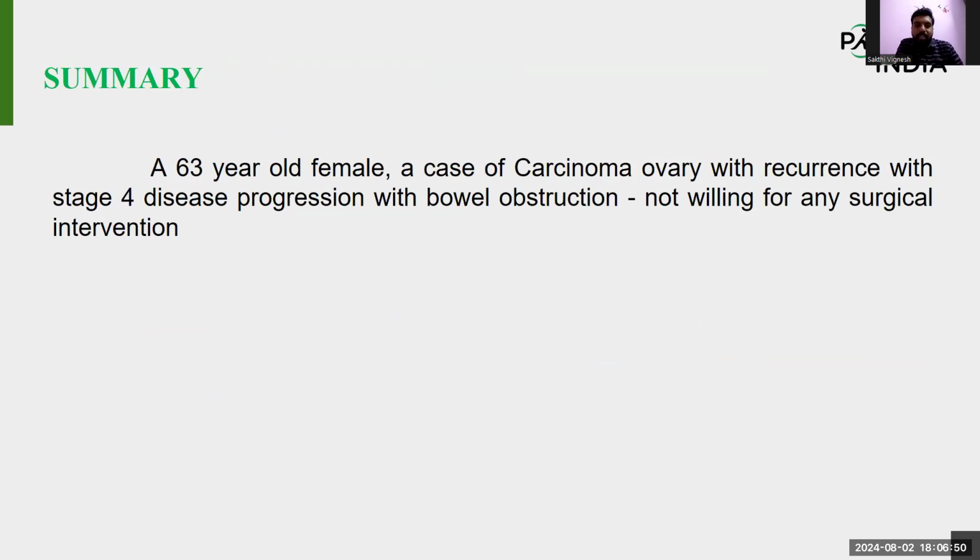So, summary: a 63-year-old female, a case of CA ovary with recurrence, stage 4 disease progression with bowel obstruction. She was not willing for any surgical intervention.